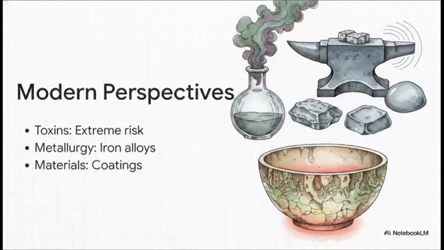From a toxicology standpoint, there is extreme risk. Both mercury and the botanical ganja are highly lethal. However, from a metallurgy perspective, this text reveals an advanced ancient understanding of iron alloys. The intentional combination of magnetic, cast, and wrought iron is a real game changer for the era.